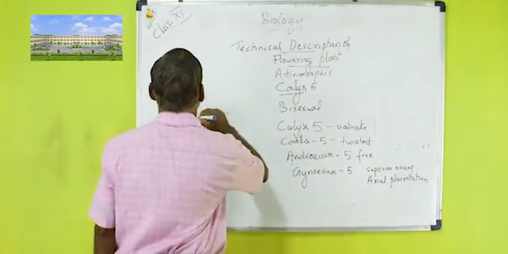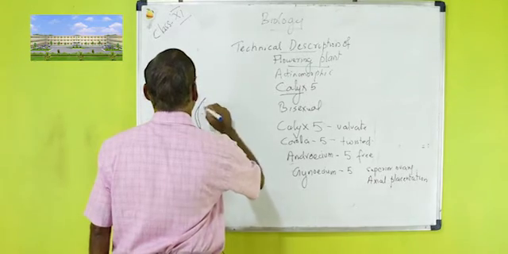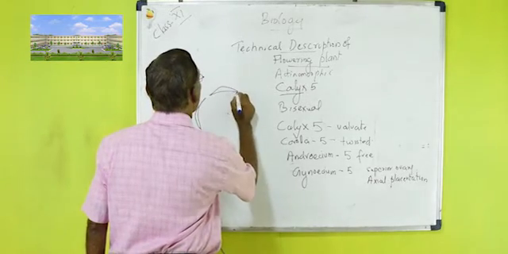5 calyx, it is shown like this. 5, 1, 2. They are free.